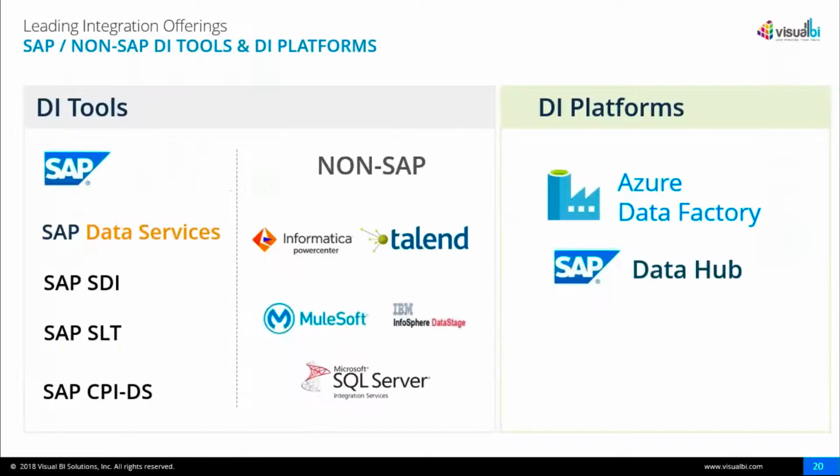With that being said, let's quickly look at what we are going to see today. From the SAP shop, we're looking at SAP Data Services, popularly called BODS, SAP Smart Data Integration, SDI, SAP Landscape Transformation, SLT, and Cloud Platform Integration Data Services, SAP CPDS. And from the non-SAP offerings, we're going to look at Informatica PowerCenter, Talend, Mulesoft, IBM DataStage, and Microsoft SQL Server Integration Services. And from data integration platforms, we will be looking at Azure Data Factory and SAP Data Hub.